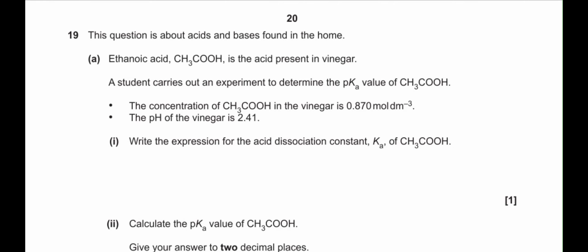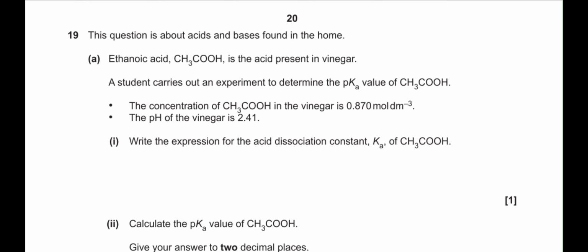Question 19. This question is about acids and bases found in the home. Ethanoic acid CH3COOH is the acid present in vinegar. A student carries out an experiment to determine the pKa value of ethanoic acid. The concentration of ethanoic acid in the vinegar is 0.870 moles per dm cubed and the pH of the vinegar is 2.41. Question: write the expression for the acid dissociation constant Ka of ethanoic acid.